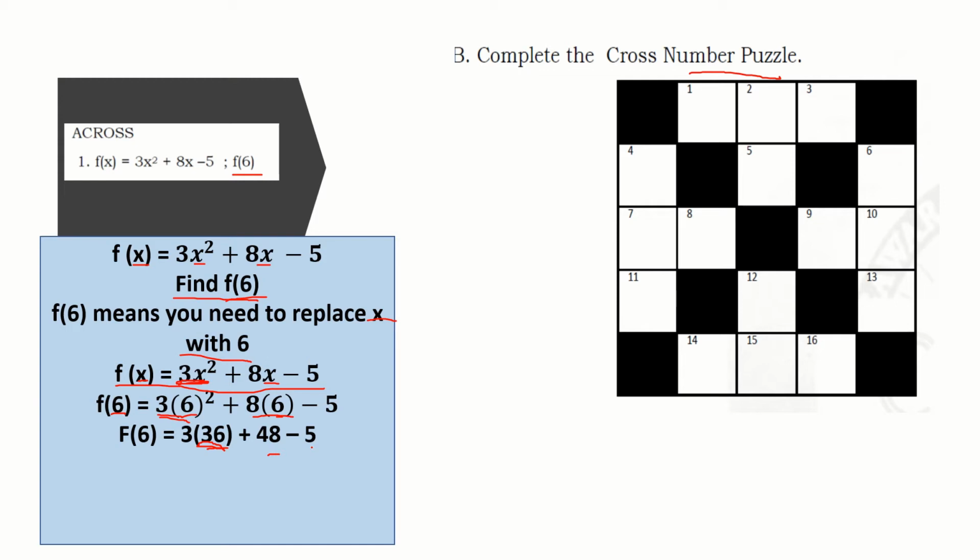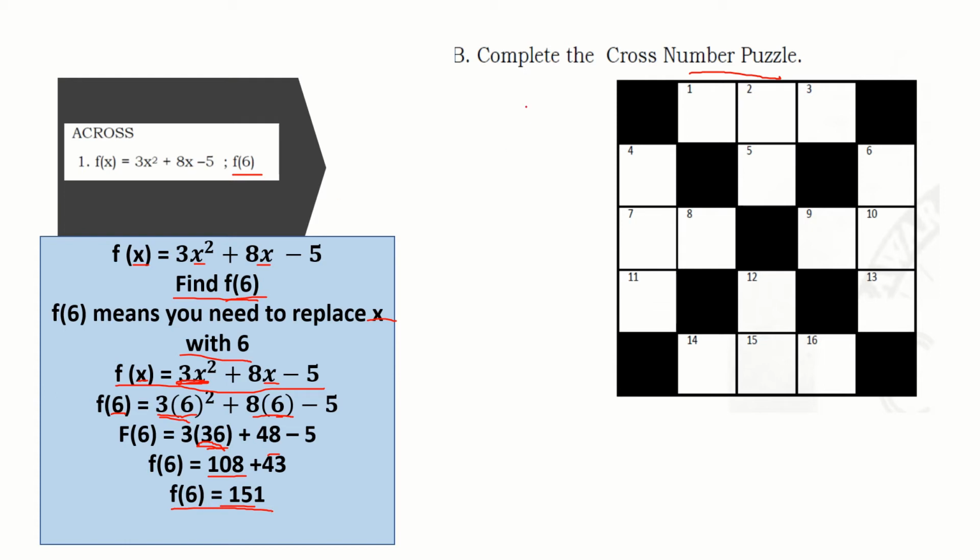Then, just copy the remaining. Okay. Then, 3 times 36 is 108. 48 minus 5 is 43. So, 108 plus 43 is 151. So, f of 6 is 151.